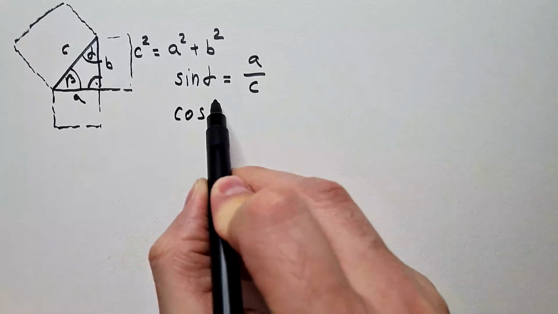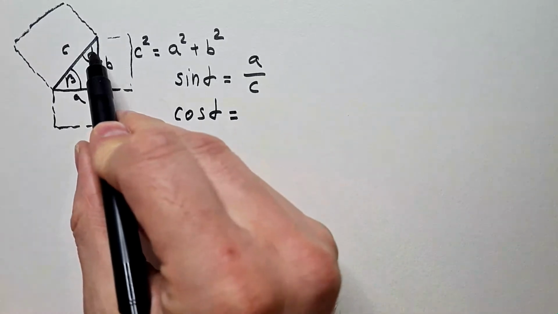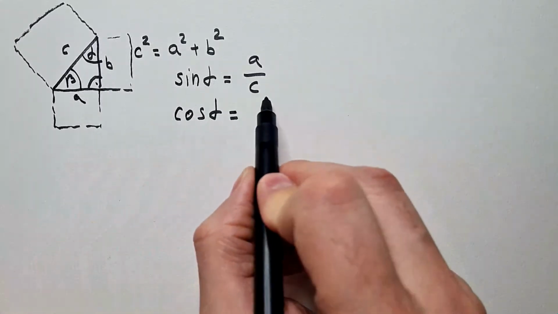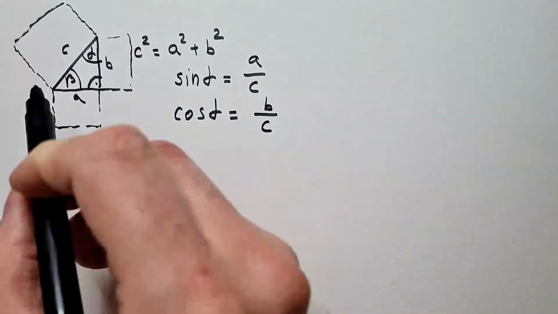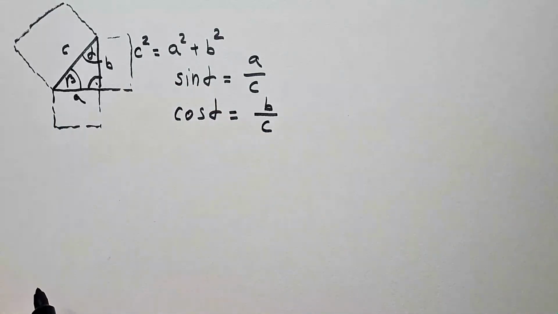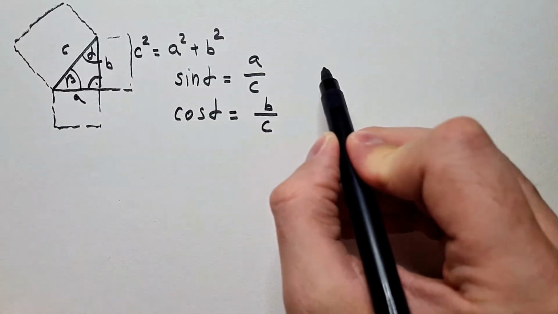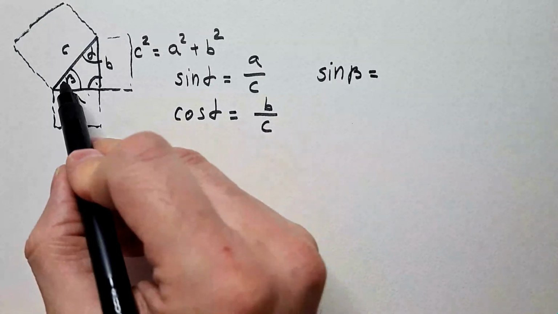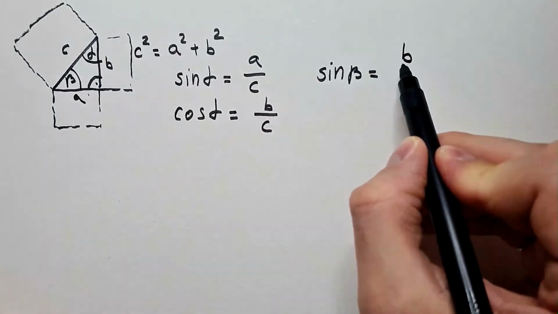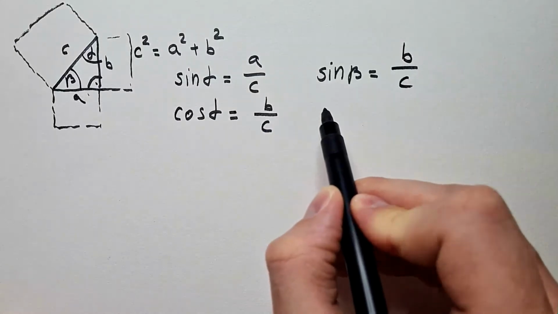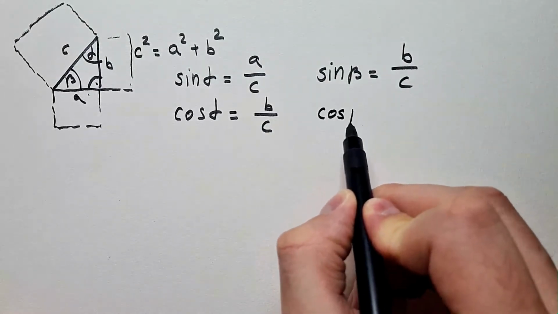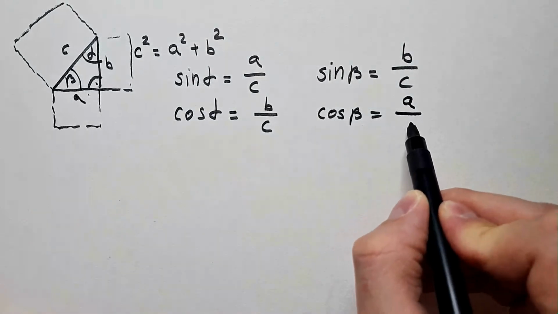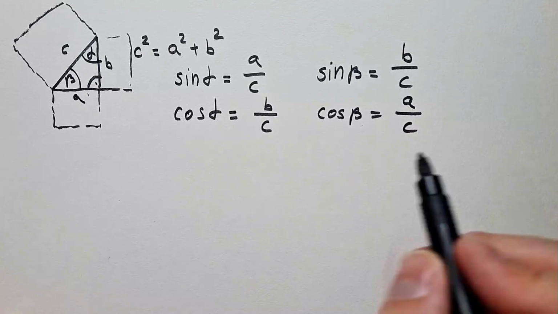Cosine of this angle alpha would be adjacent, which is B, divided by the hypotenuse, which is C. I hope now you can see that sine of beta would be opposite, which is B divided by C, and likewise cosine of beta would be adjacent, which is A divided by C.